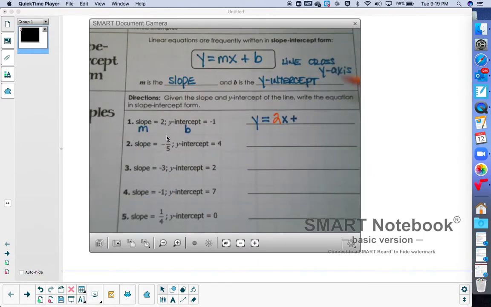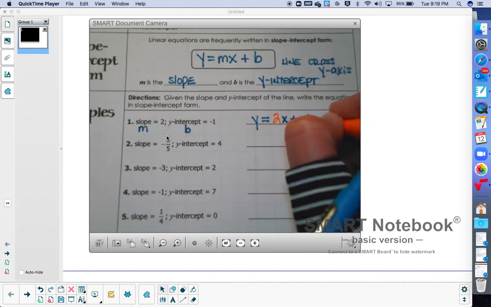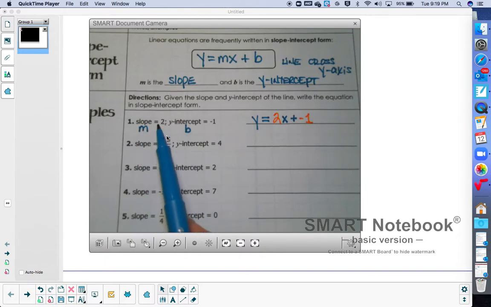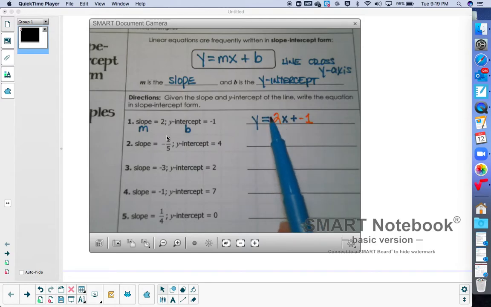And I'll say plus -1. So the numbers written in orange are customized. My slope is +2, my y-intercept is -1, x and y stay the variables, and then the slope and the y-intercept become the numbers.